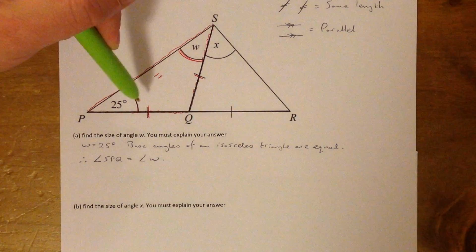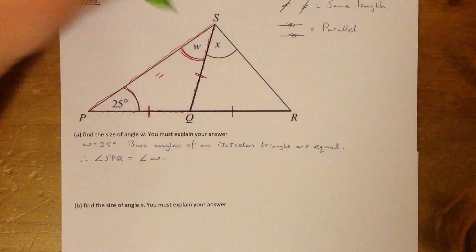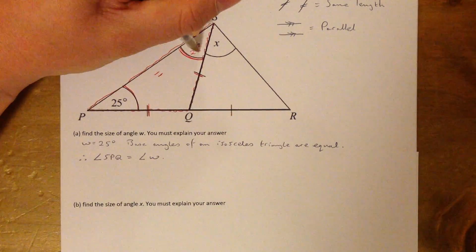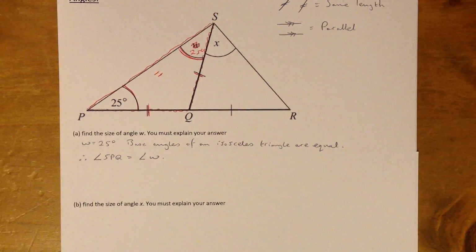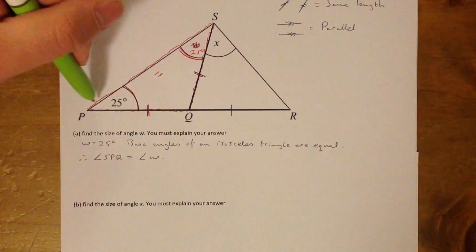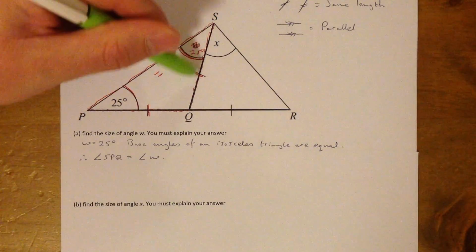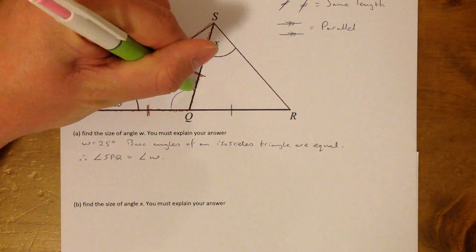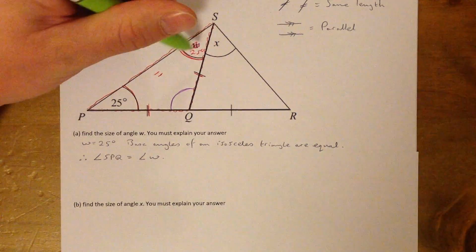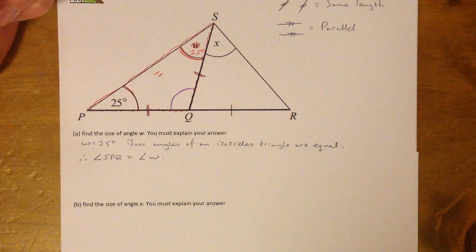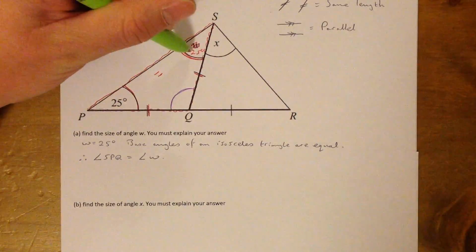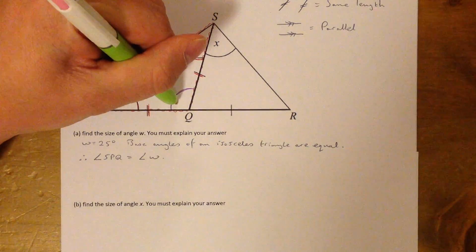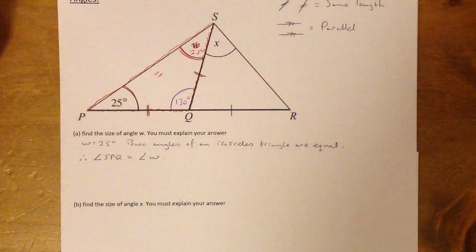So let's go back to the question. I know this is 25. I now know W is also 25 because that's what we found in part A. And if I finish off the piece of work that I was starting round there, I've got that triangle here between points P, S and Q, and if I know these two are 25, then I should be able to find this angle relatively easy because I know the three angles in a triangle always add up to 180. So 25 plus 25 is 50, 180 subtract 50, means this angle here is going to be 130 degrees.